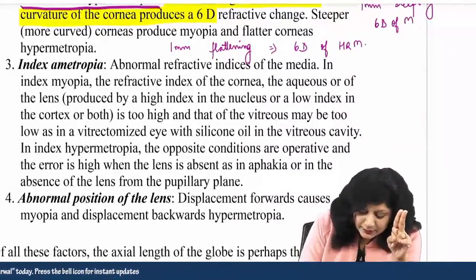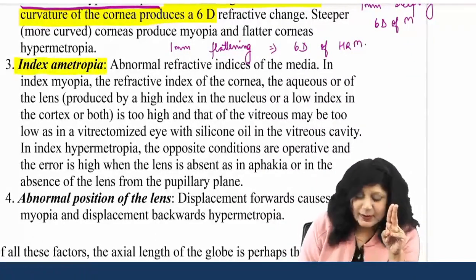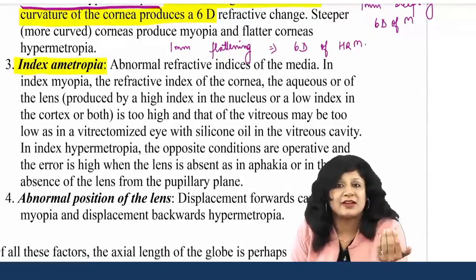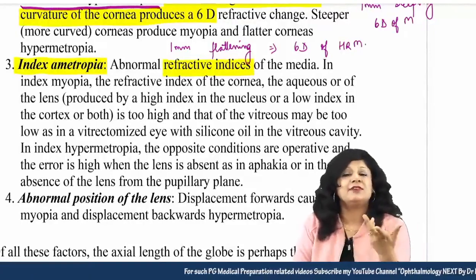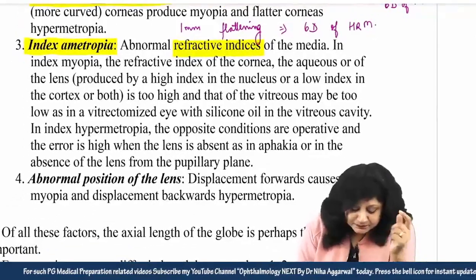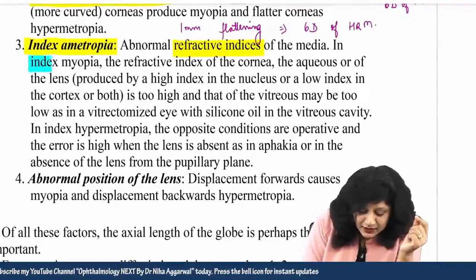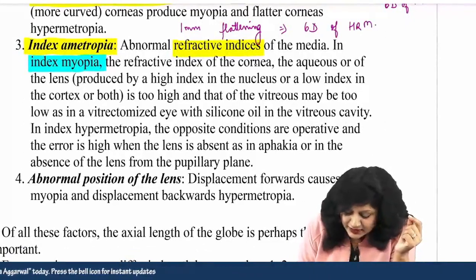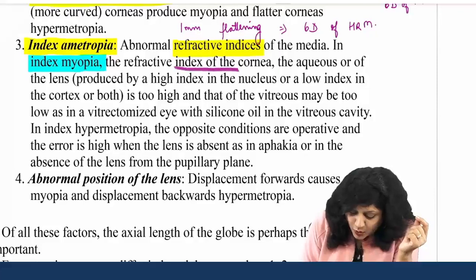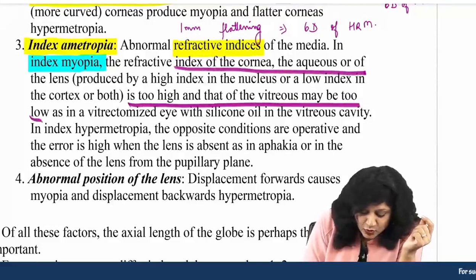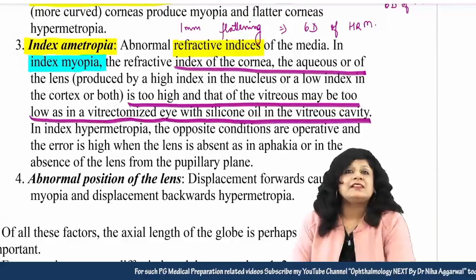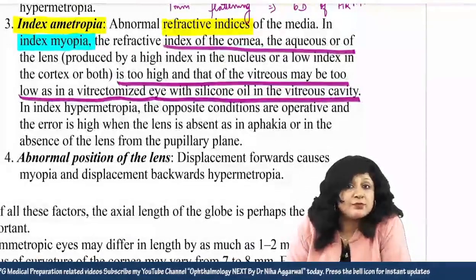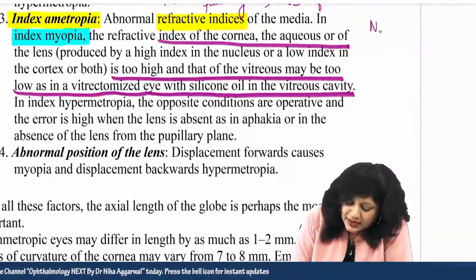Now the third important thing is index emmetropia. Index means the abnormal refractive index. So even the refractive index is affecting the final refraction. Let's see in cases of index myopia: the refractive index of the cornea, the aqueous or the lens is too high, and that of the vitreous may be too low, as in a vitrectomized eye with silicone oil in the vitreous cavity. That is index myopia.